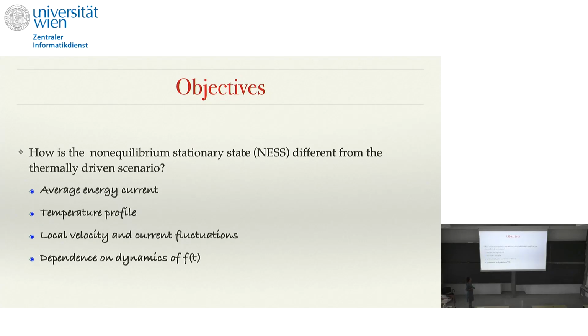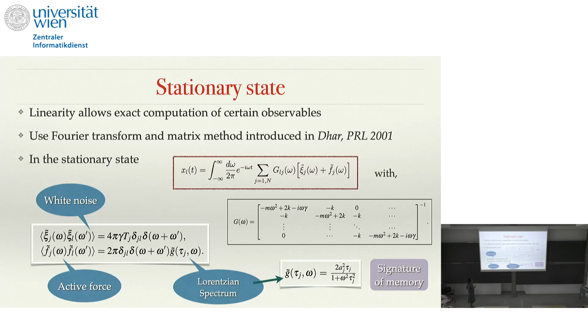So the question that we are asking is, how is this non-equilibrium stationary state different from the thermally driven case? How is it different from the RLL model where we just had Gaussian noise driving the system? In particular, how is the average energy current different? What is the behavior of the temperature profile and the fluctuations of these quantities? It turns out that because of the linearity of the system, one can calculate everything exactly using the same matrix method Abhishek introduced about 20 years ago.